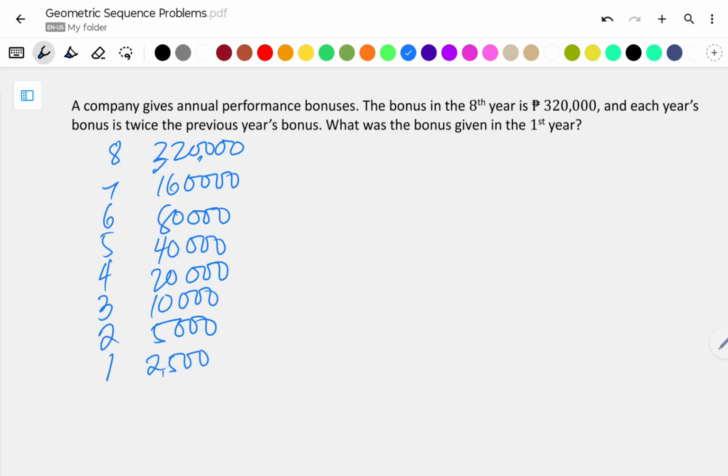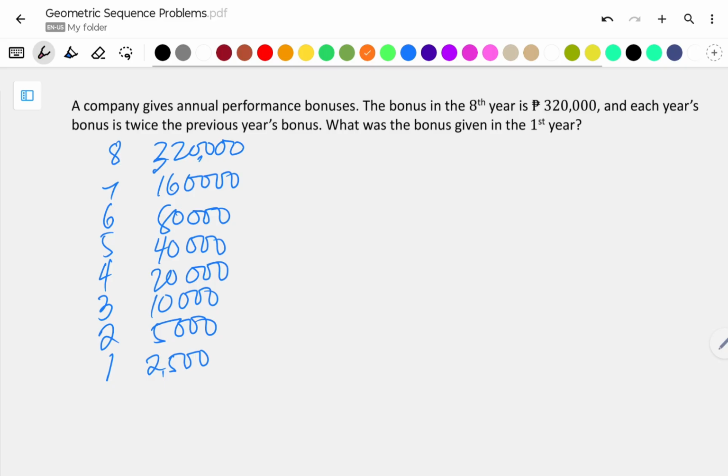So it's just easy to work backwards if our ratio is a whole number. It's easy to divide or multiply. But of course, if it's not, we have to use our calculator and we use the formula.